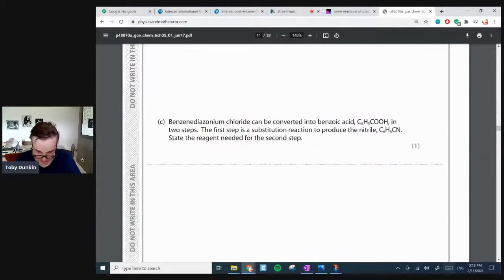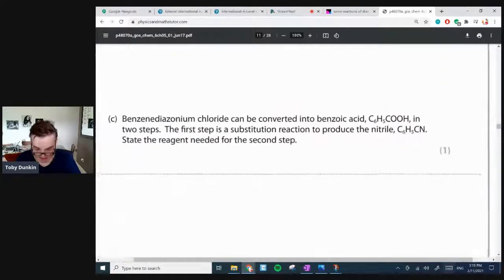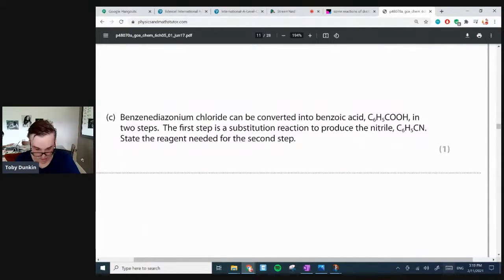Can be converted. By the way, just to tell you how you do that, you make the benzene diazonium chloride ion, but then you warm it up. It decomposes, reacts with water to form phenol and nitrogen. Then you take phenol and you oxidize it with potassium dichromate to end up with benzene carboxylic acid. Oh, no, you wouldn't. I tell a lie.